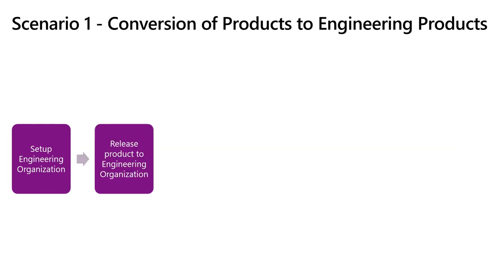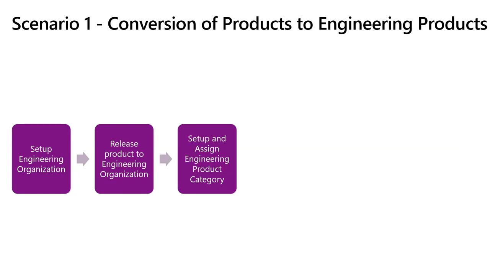Then use the standard release product function to release the product to the engineering organization. Because it is possible that you are currently using a product in your operational legal entity, and when you set up a new engineering organization, that product does not exist in the engineering organization. Hence, you will have to first release the product to the engineering organization and then follow the conversion process in the engineering organization.